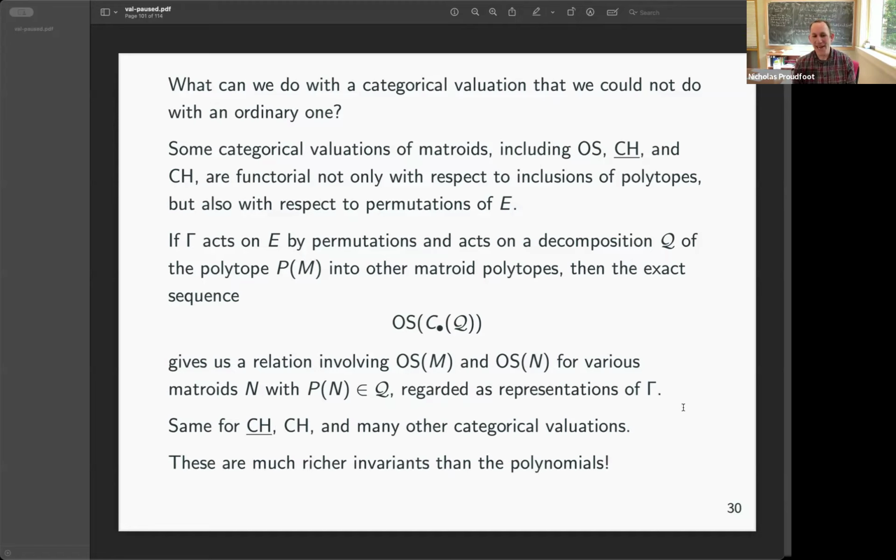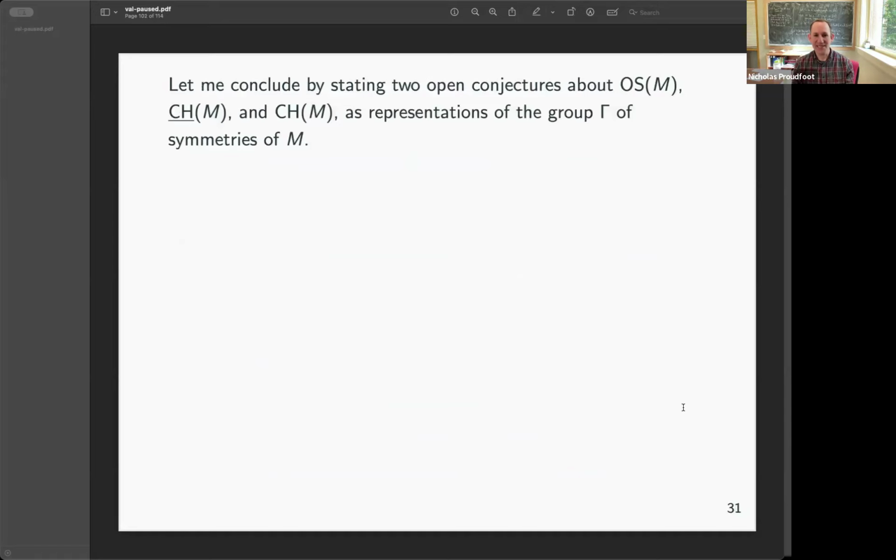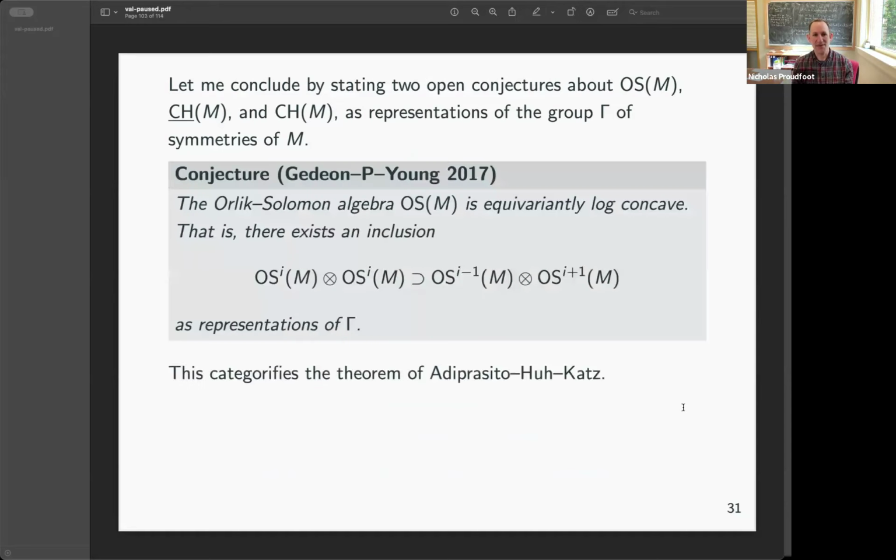And I just want to point out that these are much richer invariants than the polynomials. So when I think of my Orlik-Solomon algebra, if I just remember the dimensions of the graded pieces, that's one thing. But if I remember what the graded pieces are as representations of my automorphism group, that's a much richer invariant. So just to illustrate some questions we might ask, let me state two conjectures about these richer invariants that generalize the conjectures that I stated before.